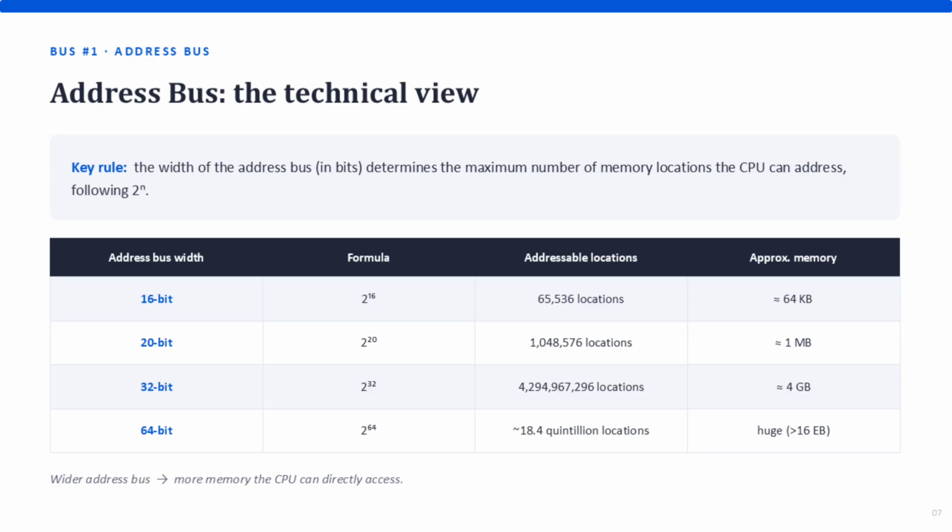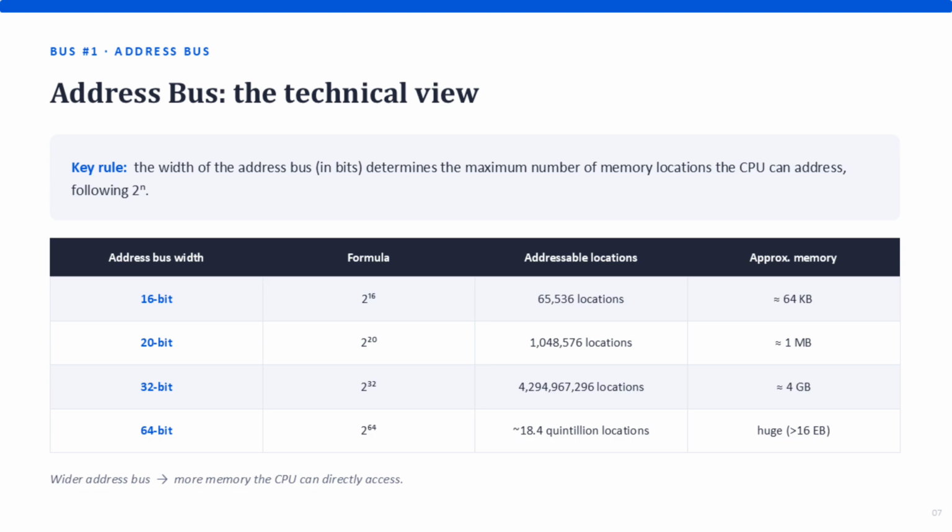Next comes the 32-bit address bus, using the same formula, 2 raised to the power of 32. So it is 4,294,967,296. I'm sorry, it's nearly 4 gigabytes of address memory.